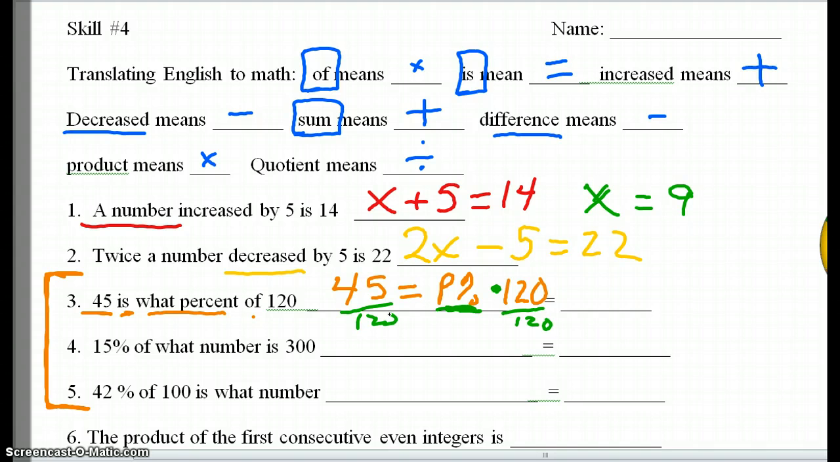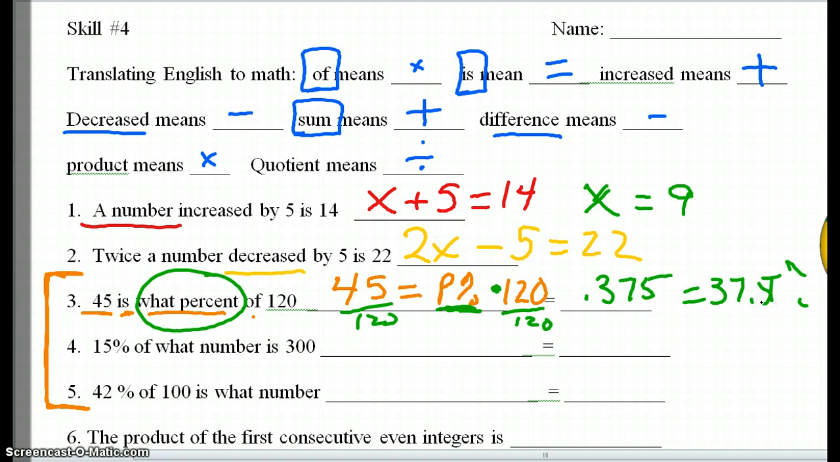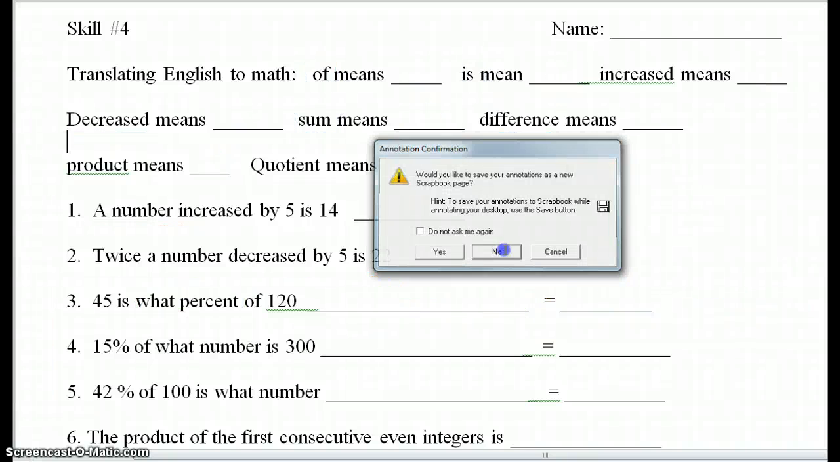If I divide 45 by 120, I will get some decimal, and that decimal would be 0.375. But now look at the word problem. It says what percent is that? So we learned last time that we move the decimal over 2 places and we put our percent sign. So looking at that, that's how you're going to kind of set up your problems. What do you want to first do? The first thing you want to do is change the English to math.